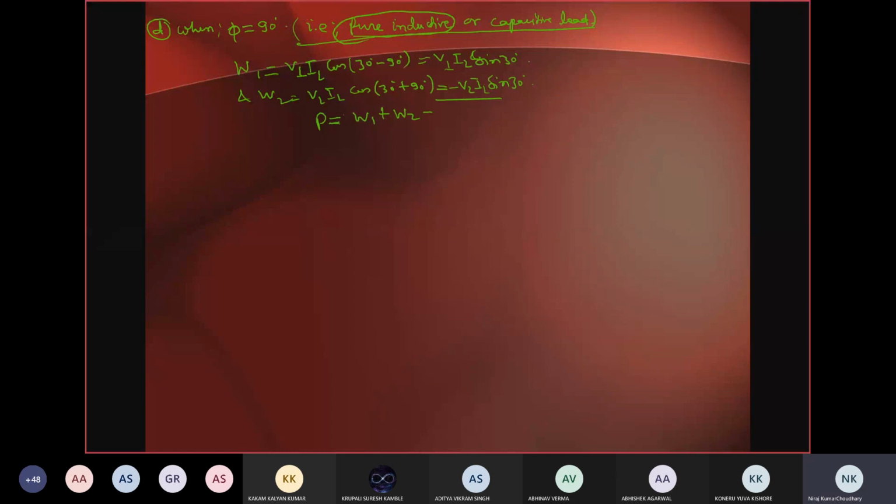So these are the different effects of the load power factor on the reading of the wattmeter. So at last, if we make a summary table in this form, this is a summary table.